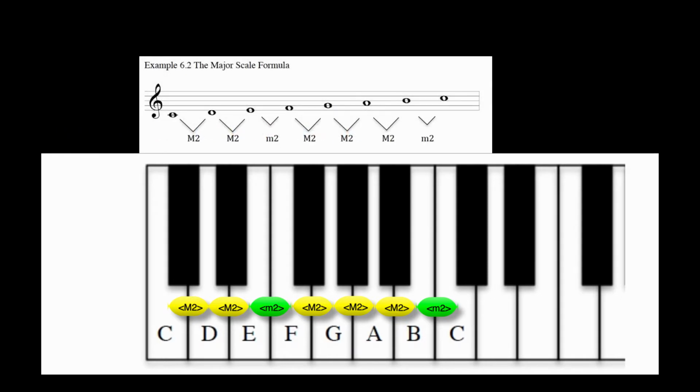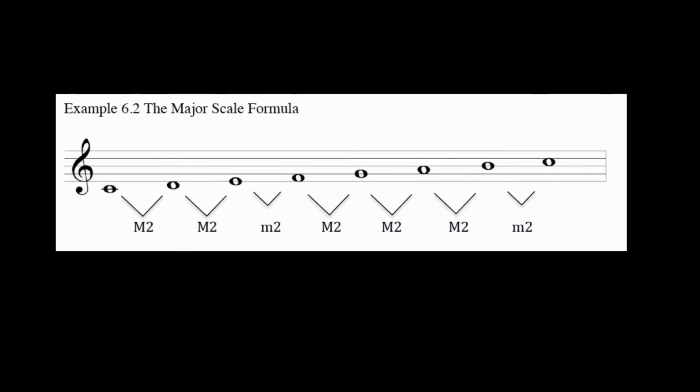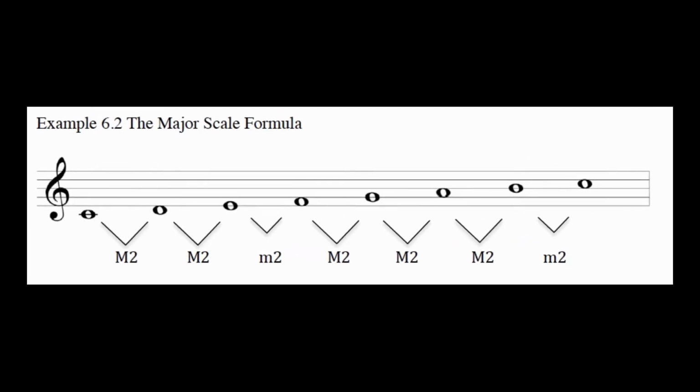Notice that the major second interval is abbreviated as capital M2, and the minor second interval is abbreviated as lowercase m2. Scale formulas, such as those shown in this example 6.2, always show the intervallic distances between pairs of notes, and in most cases, these intervals are a series of major and minor seconds.